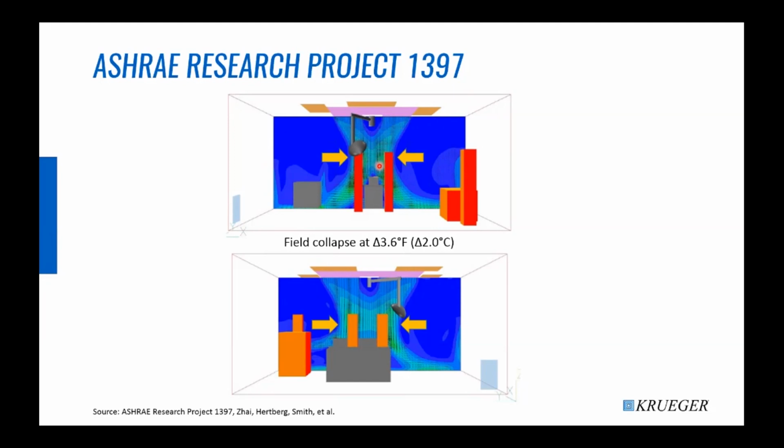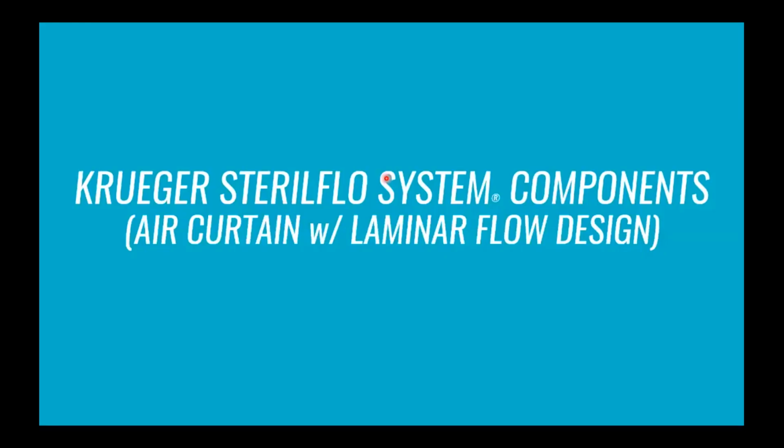So how can we prevent the collapse of the discharge airstream and also prevent potential entrainment of airborne contaminants? Well, the Krueger SteriFlow system, which integrates the air curtain with laminar flow, can help prevent those two basic issues. Air curtain systems help prevent two of the main challenges encountered with laminar diffusers alone. We still have the laminars placed above the surgical table, but we have to add an air curtain that wraps around the laminar flow diffusers.